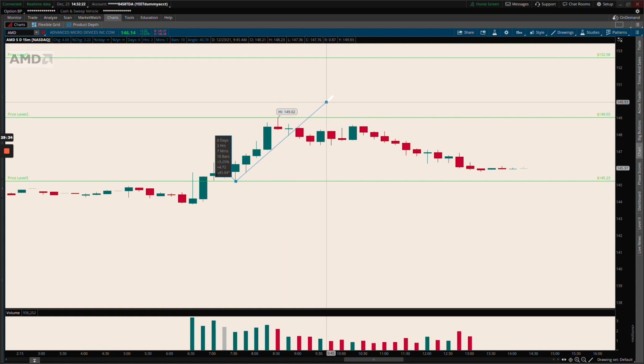So when would I have gotten out of this play? I would have gotten out of this play at about 148.46, or about 148, because it closed outside of my trend line. Once something closes outside of your trend line for the 15 minutes, you're out of the play.